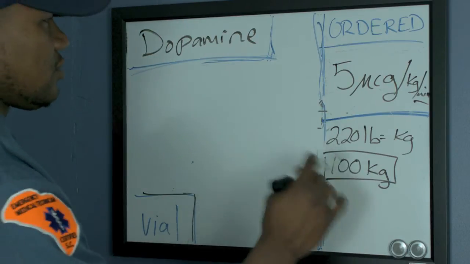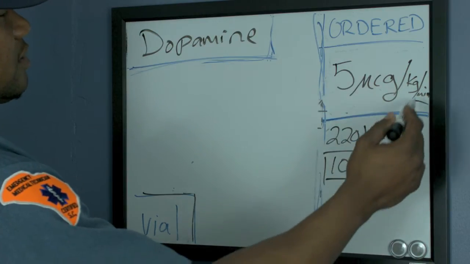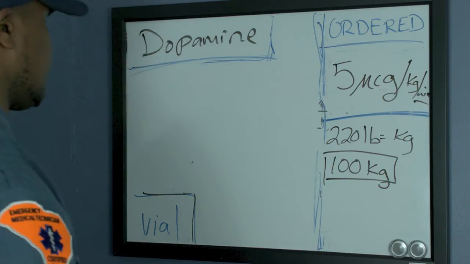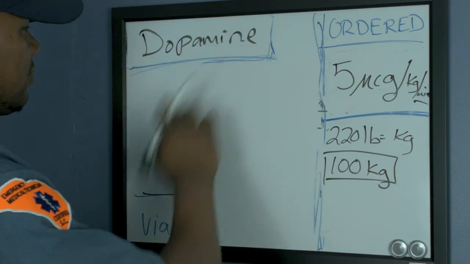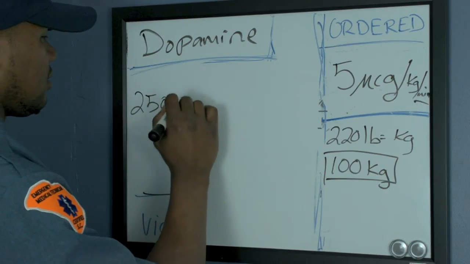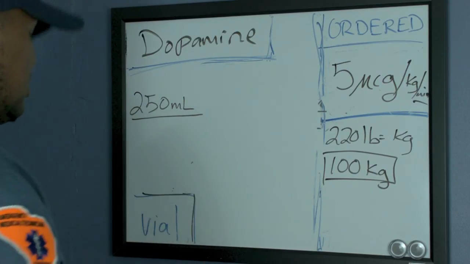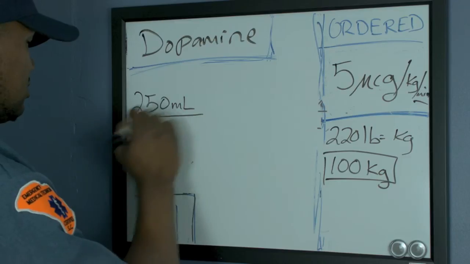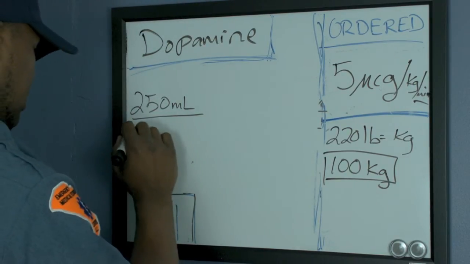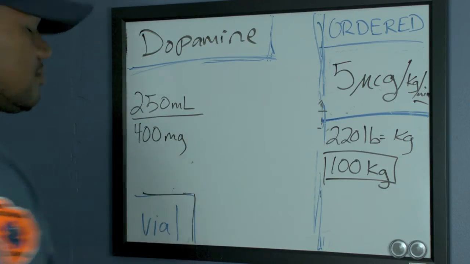Alright, so then once we know that, we need to administer 5 micrograms per kilogram per minute. Alright, so we look at what we got. We have, from the last workup, a 250 milliliter bag. Alright, inside of that 250 milliliter bag is how much drug? Alright, our amount of dopamine is 400 milligrams. Right?